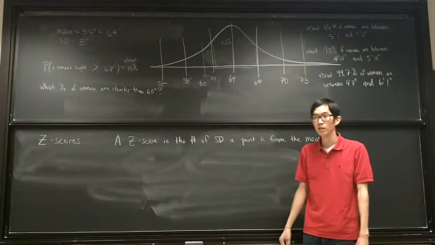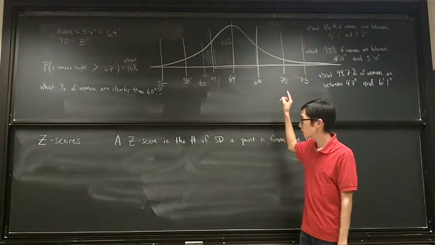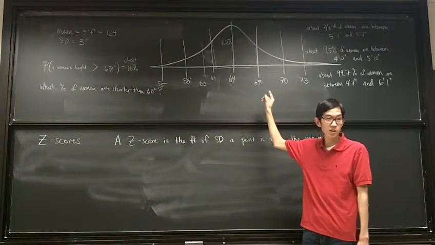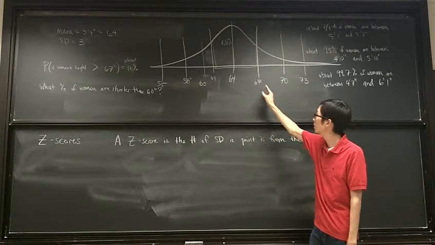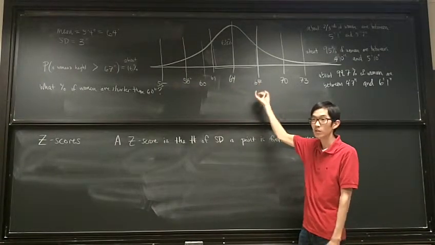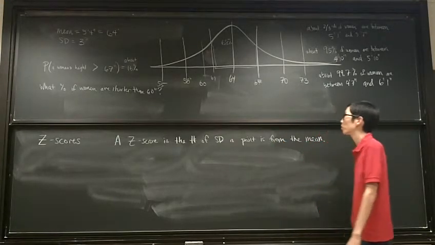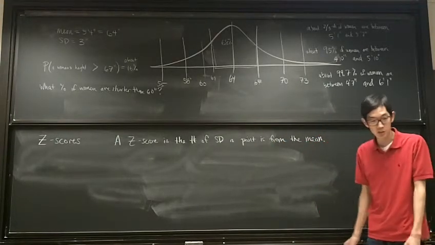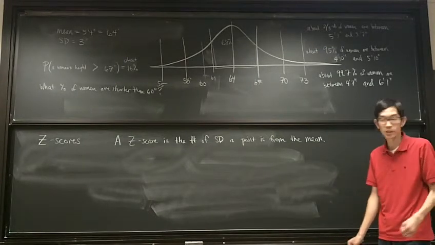1. Her z-score is how many standard deviations she is from the mean. If she's 67 inches tall, she is exactly 1 standard deviation above the mean, okay? Because each standard deviation is 3 inches. So what is the z-score of a woman who's 61 inches? Negative 1, okay?